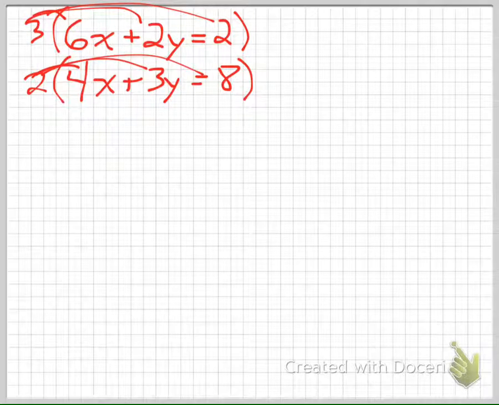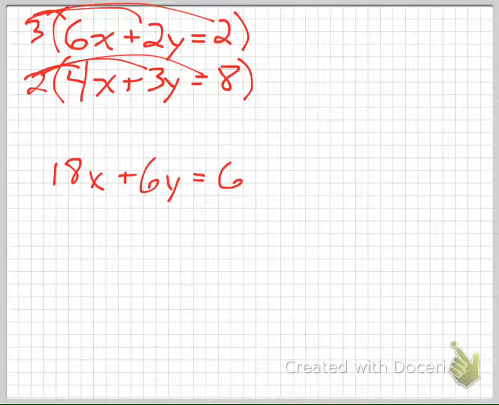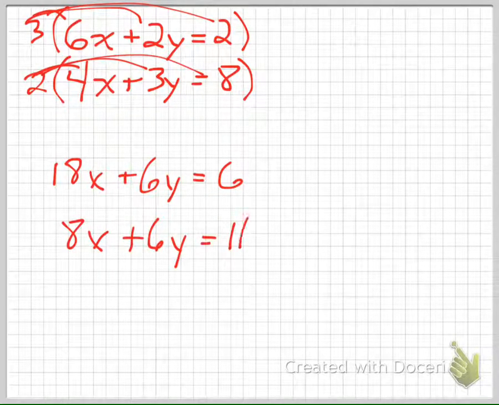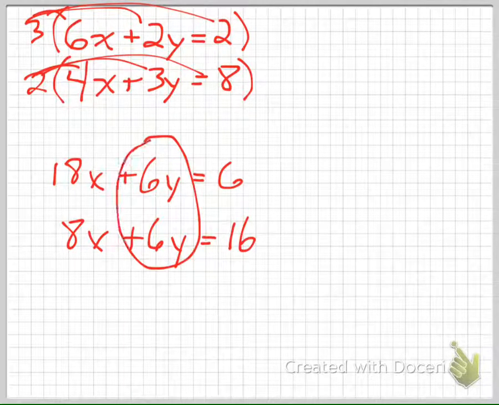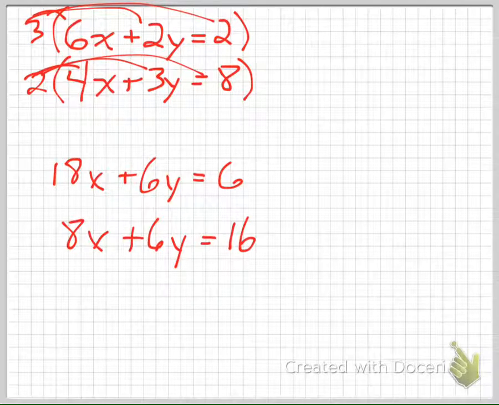Okay, let's rewrite it. So it goes 18x plus 6y equals 6. Then the bottom is 8x plus 6y equals 16. Do you agree? Now, can I add them or subtract them? What am I going to do, add or subtract? Because this right here, you would subtract them from each other. Subtract them.